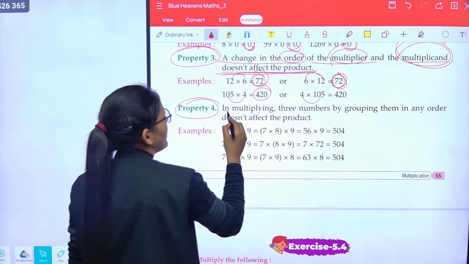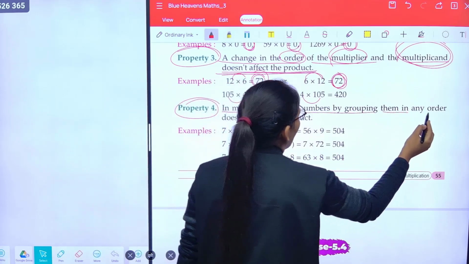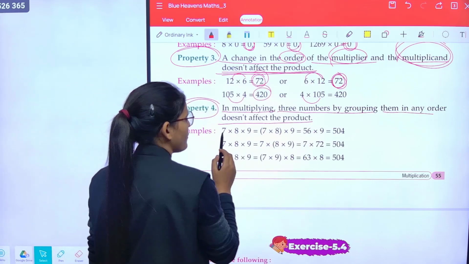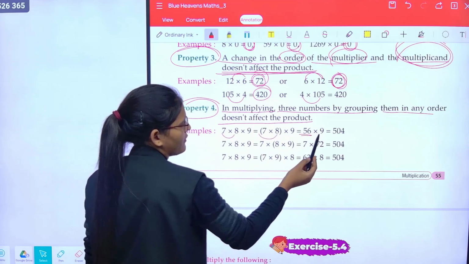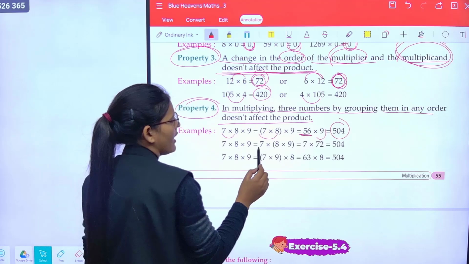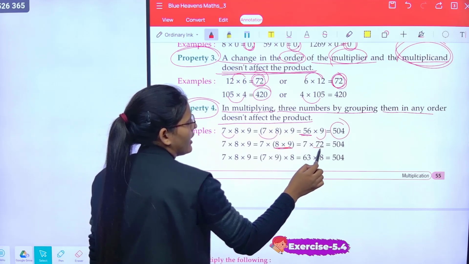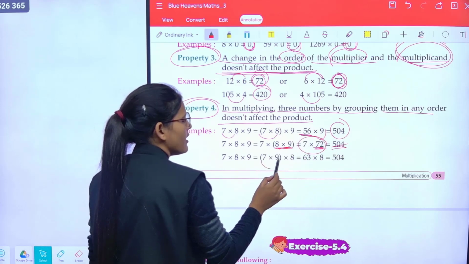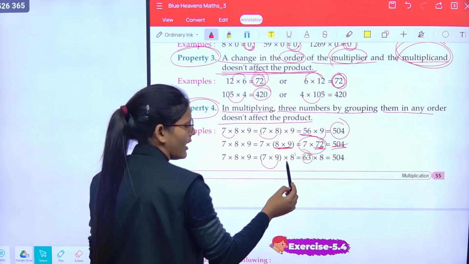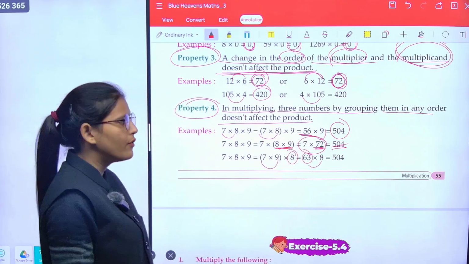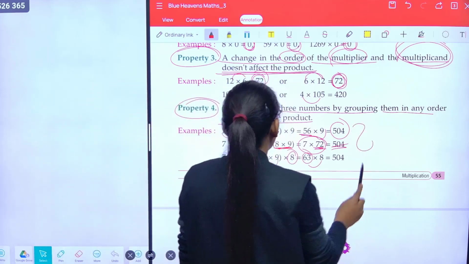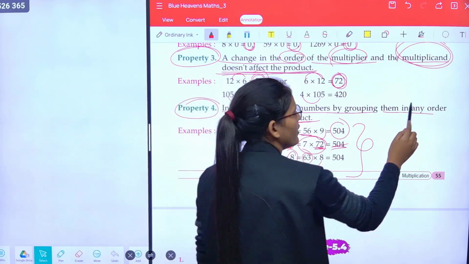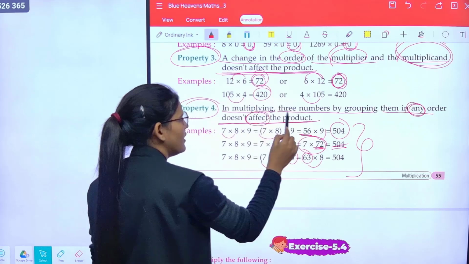Now property 4: in multiplying three numbers, grouping them in any order doesn't affect the product. See again, 7 8s are 56, 56 multiplied by 9 is 504. Again 8 multiplied by 9 is 72. Now 72 multiplied by 7 is 504. Again 7 9s are 63, 63 8s are 504. So grouping in any order doesn't affect the product.